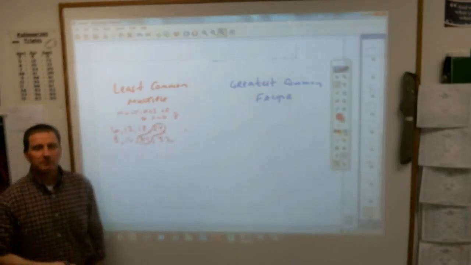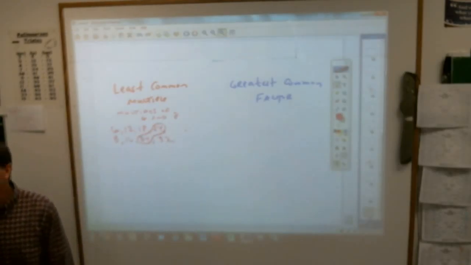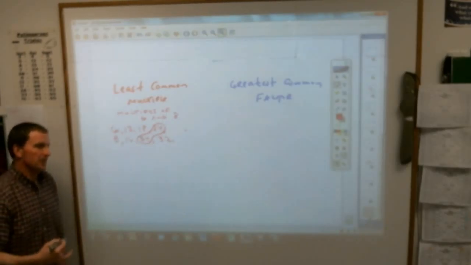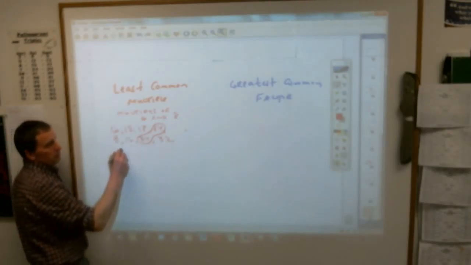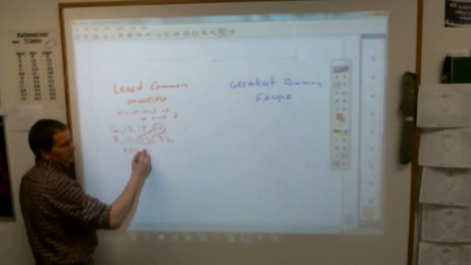We do least common multiple when you find common denominators of fractions. When you add 1/8 plus 1/5, you change the bottoms to their least common multiple, which is 40. When you add fractions, that's what you do with this.